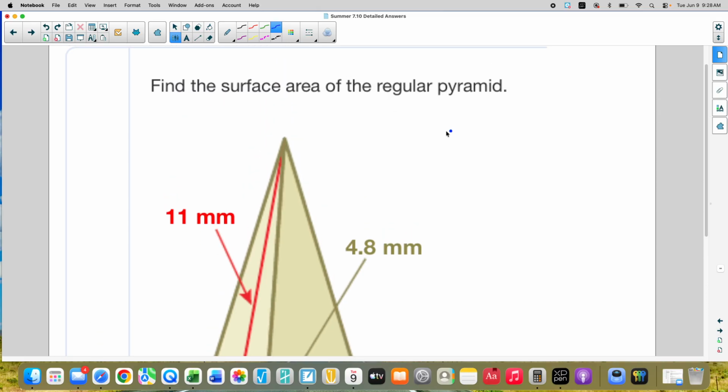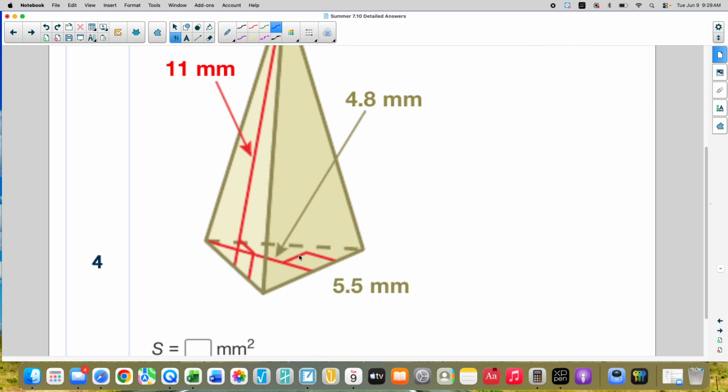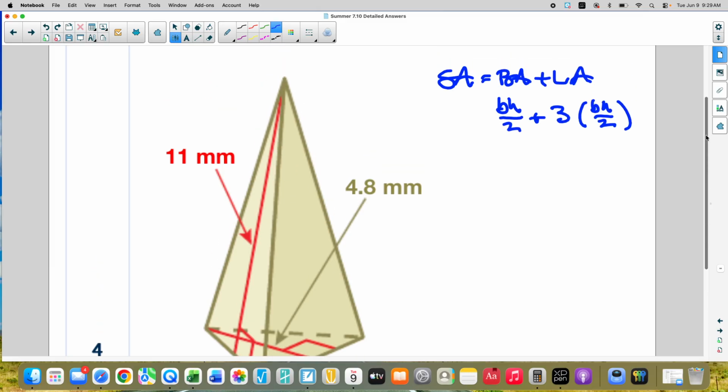So we could still use surface area equals base area plus lateral area. My base area is going to be a triangle, so that's base times height divided by 2. And my lateral area, this time we're multiplying by 3 because there are 3 triangles, base times height divided by 2. Different triangles here. This is my base, which is a different triangle from my lateral area triangles. This is my base triangle, which has different dimensions than my lateral area triangle. So very important to keep track of those.